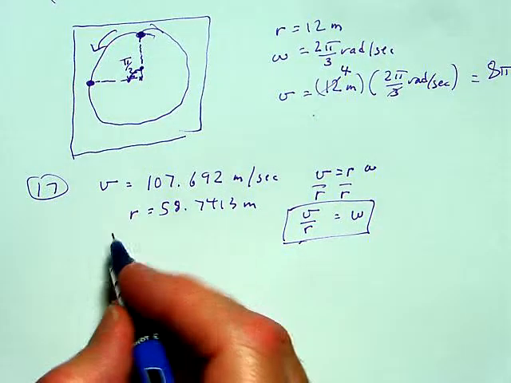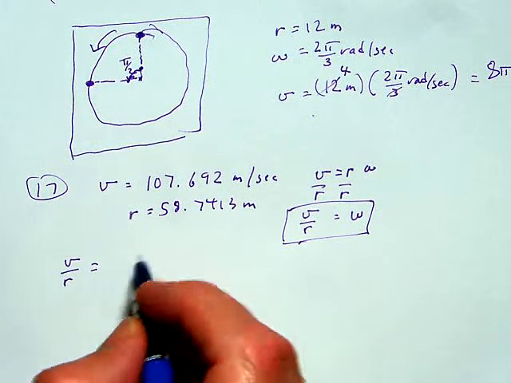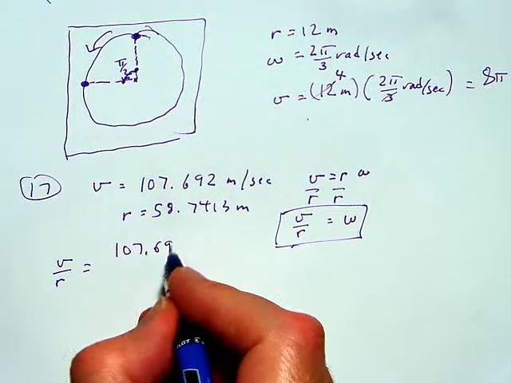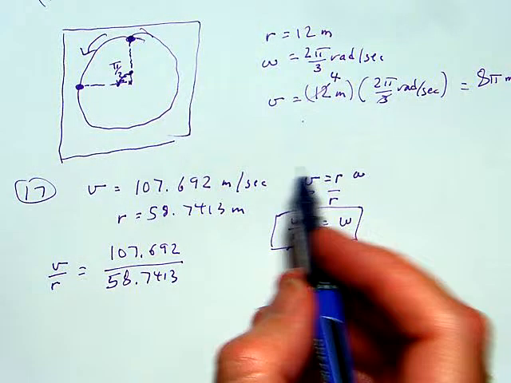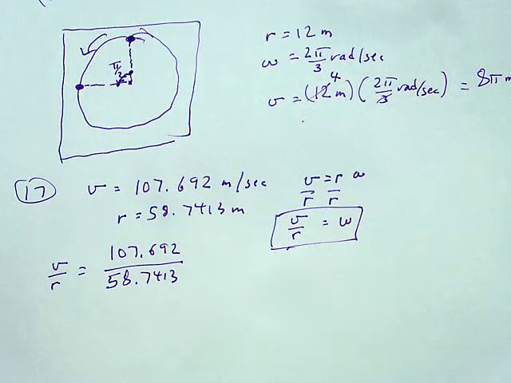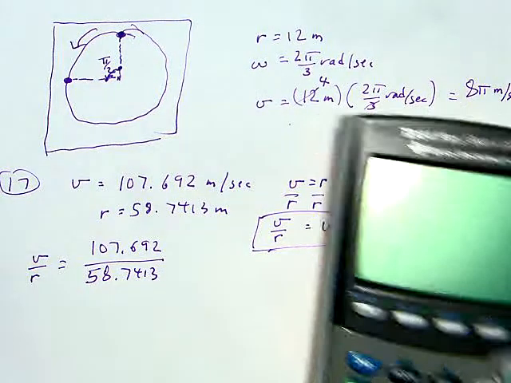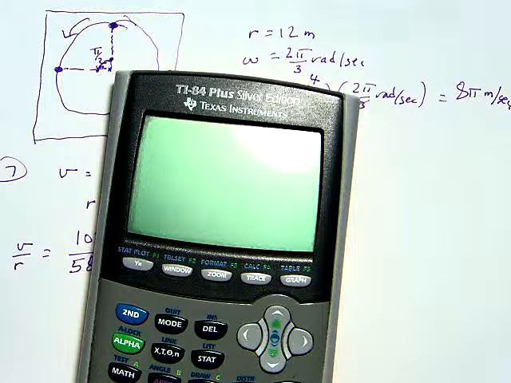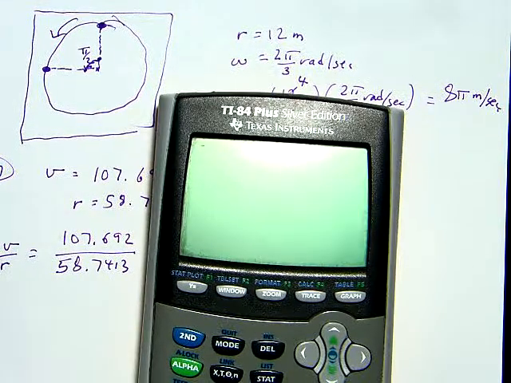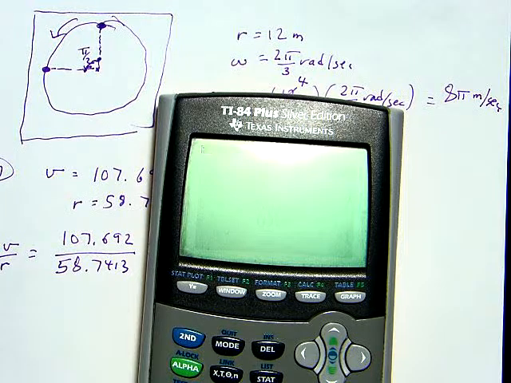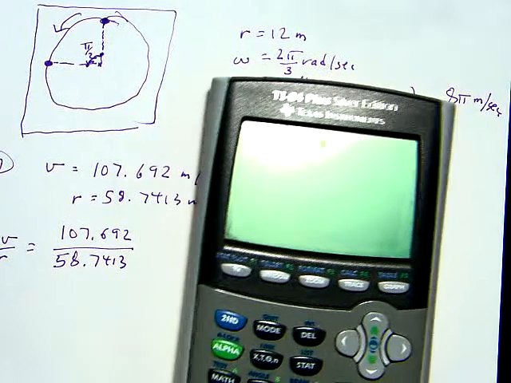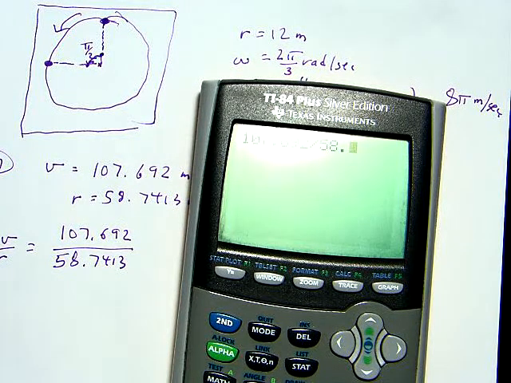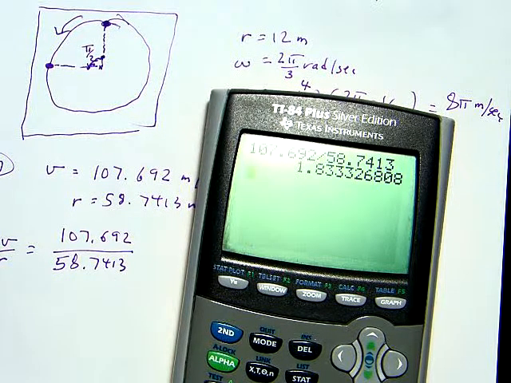Let's go ahead and divide V by R. That gives us 107.692 divided by 58.7413. Let's see what we get when we do that division. 107.692 divided by 58.7413.